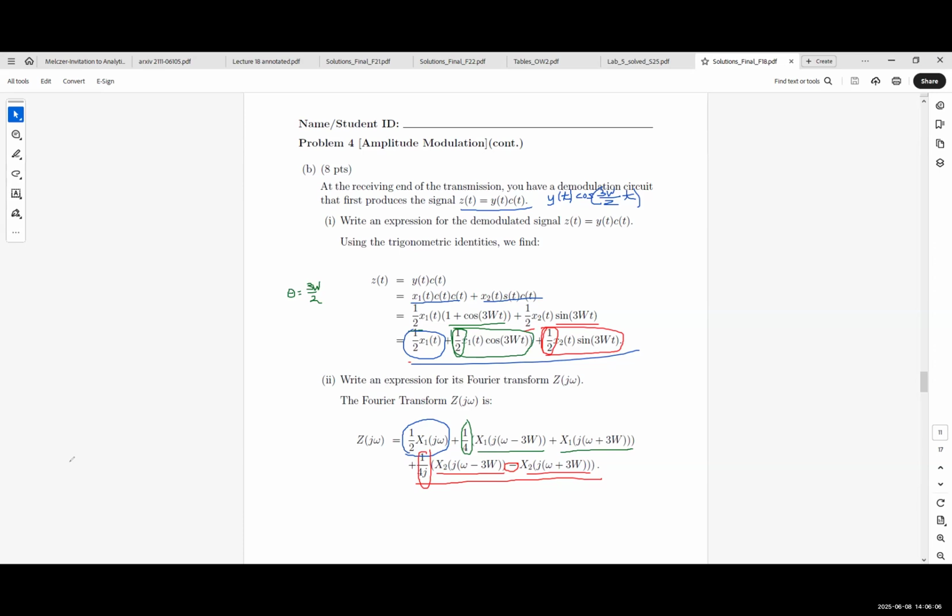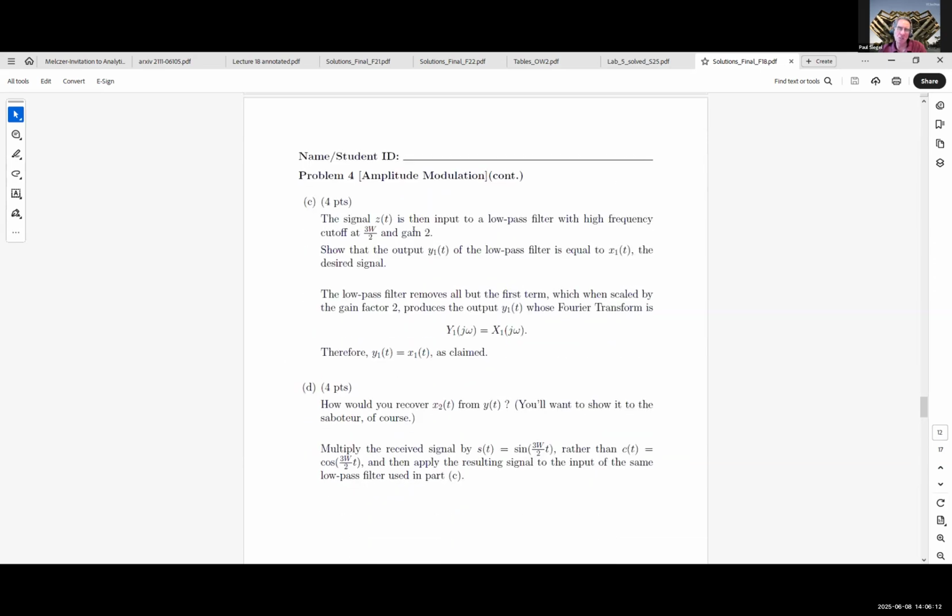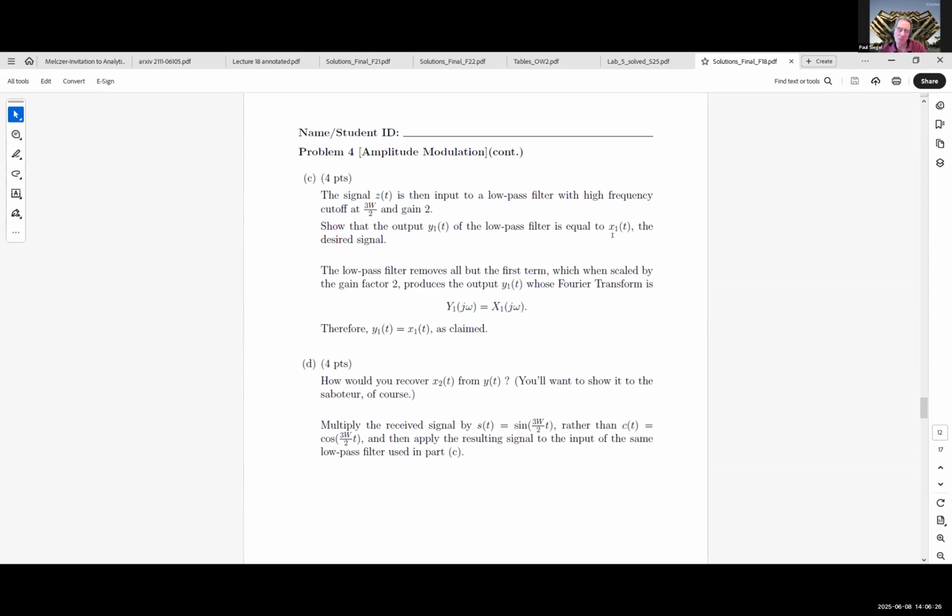Okay, so now let's see what happens when we move on. Now it says that the signal z of t that we just computed the transform of is put through a low pass filter with a cutoff frequency of 3w over 2 and gain 2. And we want to see what we get for the output.